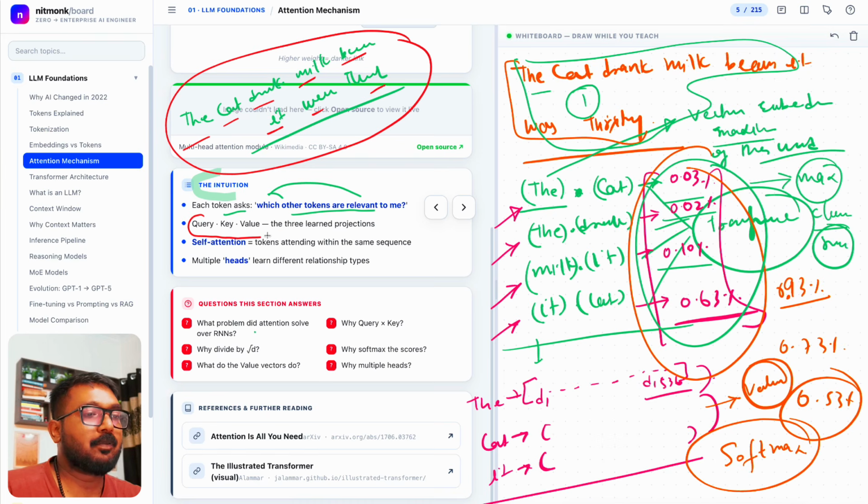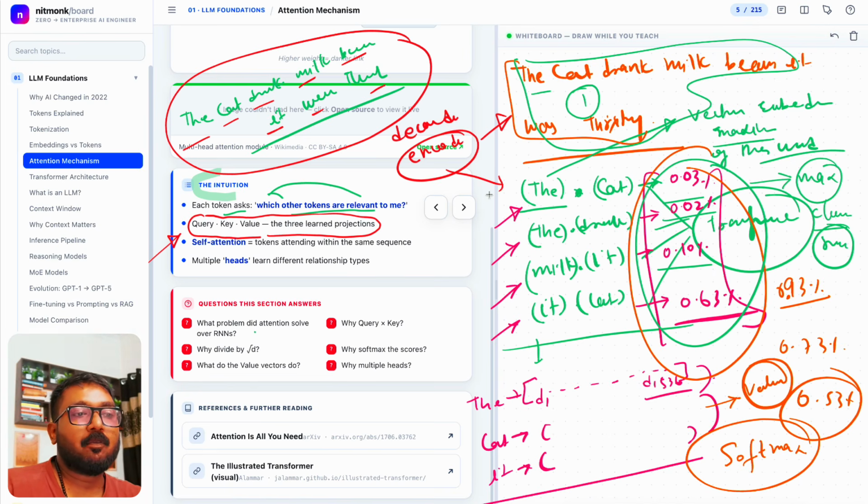And this is the query, key, value, the three learned projections that we send to them. If you open that paper, you will get a formula, and there you will see that these three values are passed. These three values come from the sentence that you just sent to the LLM, right? And that's where the encoder and decoder come into the picture. Once the LLM tries to understand the sentence, that is the encoder. When LLMs try to generate things, that is the decoder. And this is the decoder concept that ChatGPT and most of the latest models work on. So self attention is basically tokens attending within the same sequence.